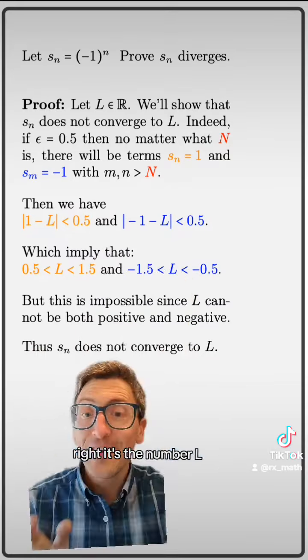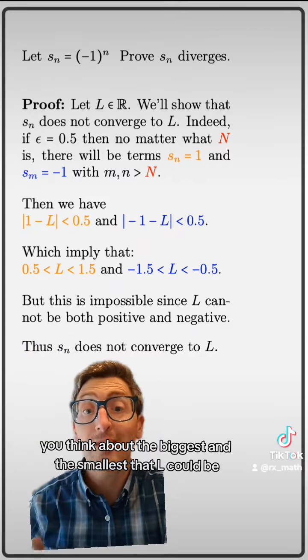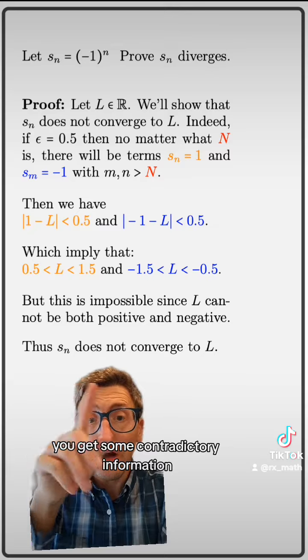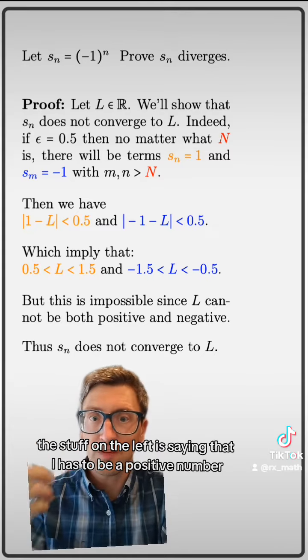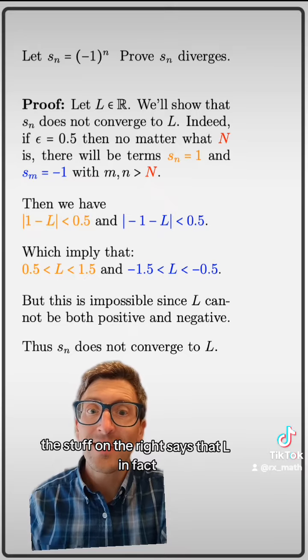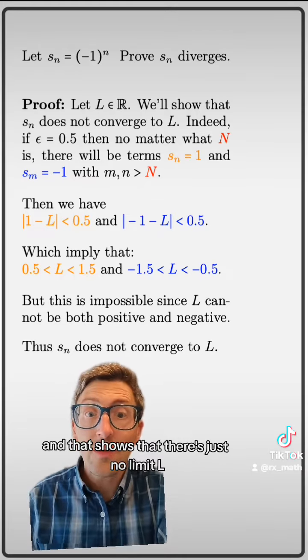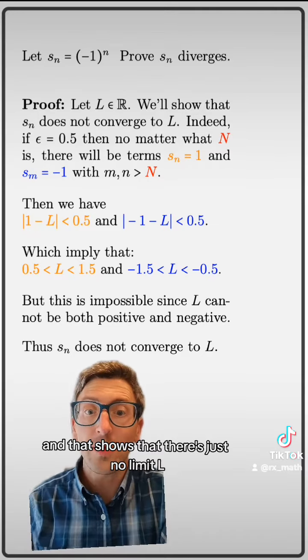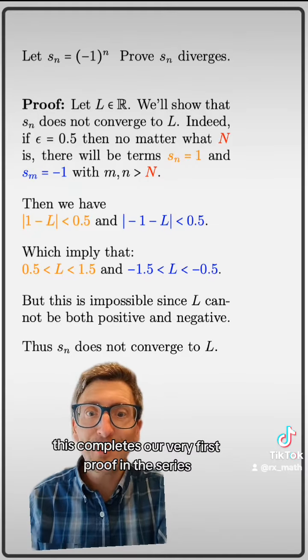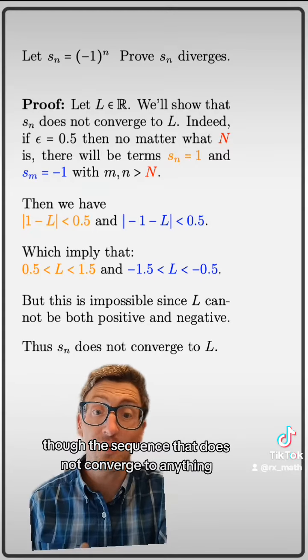It's the number L. Now, if you unravel what these inequalities mean, you think about the biggest and the smallest that L could be, you get some contradictory information. The stuff on the left is saying that L has to be a positive number. The stuff on the right says that L, in fact, has to be a negative number. This cannot happen, and that shows that there's just no limit L that's going to work. This completes our very first proof in the series of a sequence that does not converge to anything.